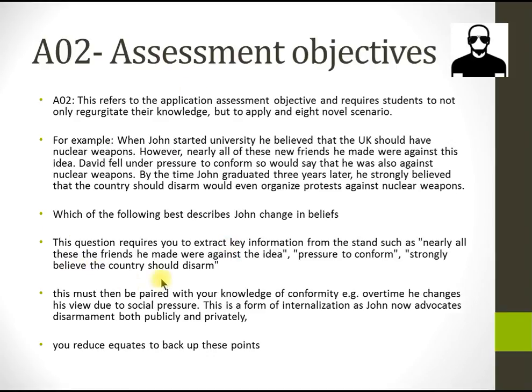He started university, believed he was in favour of nuclear weapons. His friends at university were against it. John fell under pressure to conform. So he starts off maybe complying. By the time he finishes university, he's a believer. So that's the process, isn't it? He's in favour, his friends are against, he conforms due to pressure, and by the end believes it. Four marks, four points potentially. There's actually only two marks available here, so you need to be careful.